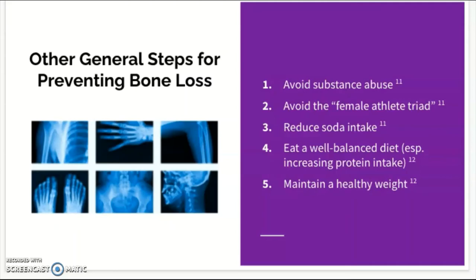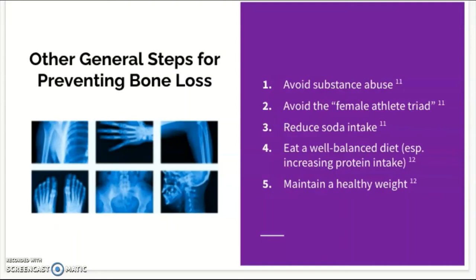The second is avoiding the female athlete triad. Women who exercise and train intensely can have 3 issues: thin bones, lack of a menstrual cycle, and eating disorders. It often happens to young women who stick to very restrictive diets even though they work out a lot. Athletes who have problems with their periods have lower estrogen levels. This often leads to lower bone mass.